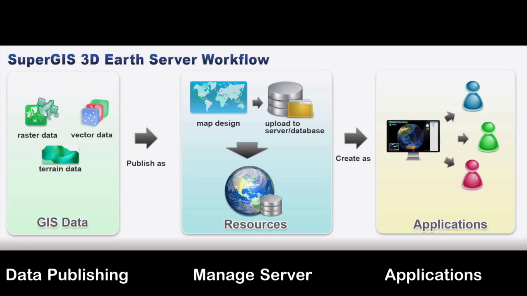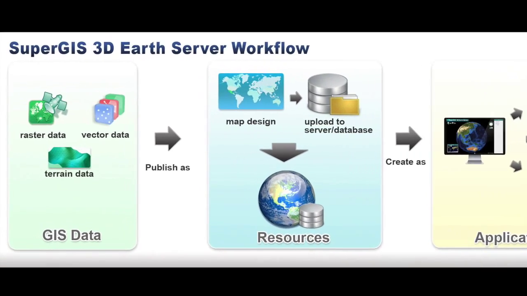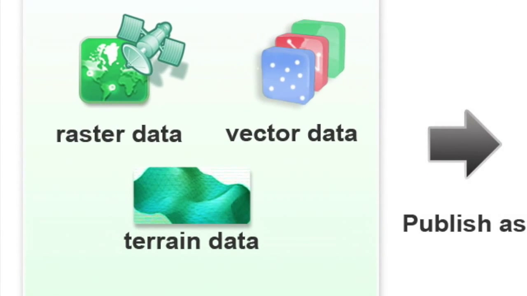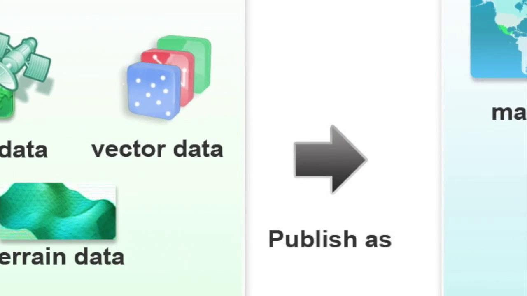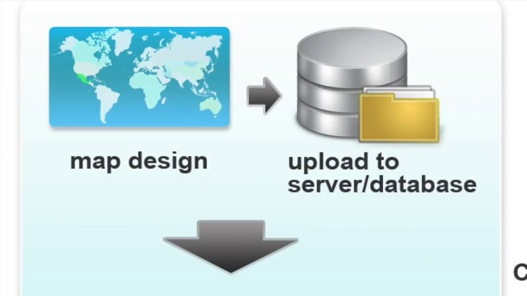This is the workflow of SuperGIS 3D Earth Server, including data preparation and publishing, managing resources and server, and using applications. In the first stage, you can publish all the GIS data you have to be displayed in SuperGIS 3D Earth Server, including vector, raster, and terrain data. In the next stage, the data you published will become a reusable resource, and you can manage all the published resources by using SuperGIS 3D Earth Server Manager. You can also use the manager to manage the user accounts and build web applications within a few steps.